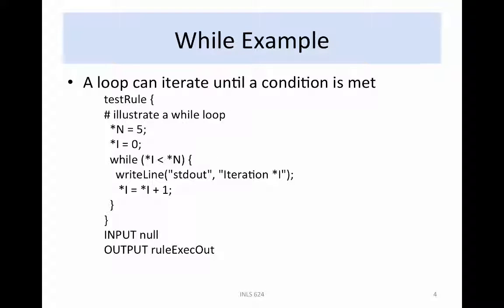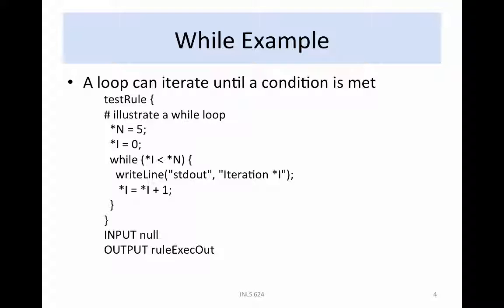The syntax of the while loop is while, parenthesis, condition, close parenthesis, brace, a set of operations, close brace. As long as the condition is true, the operations within the braces are executed. When the condition becomes false, the loop is terminated. An example is shown here.